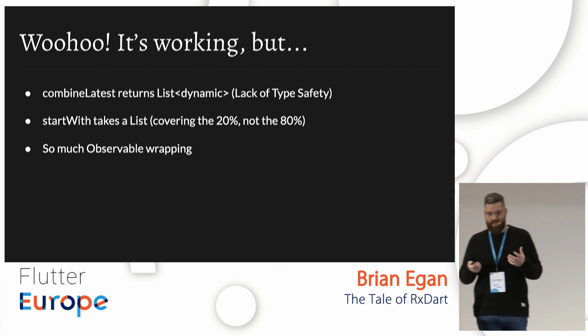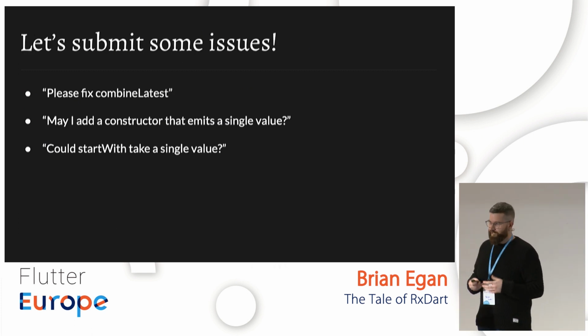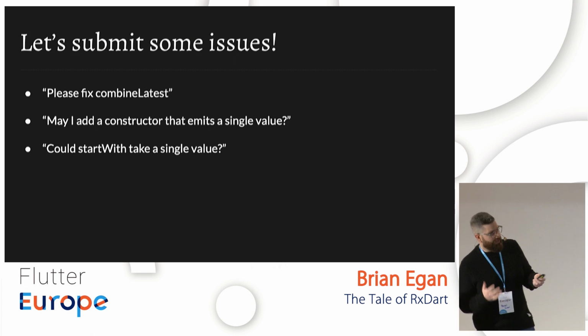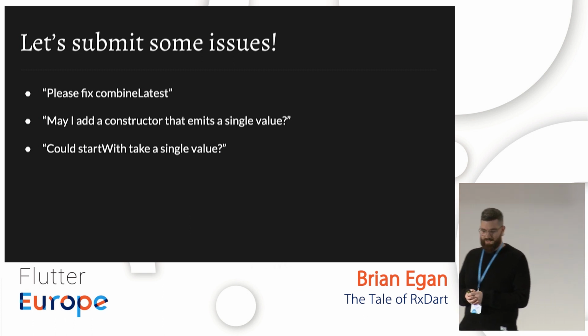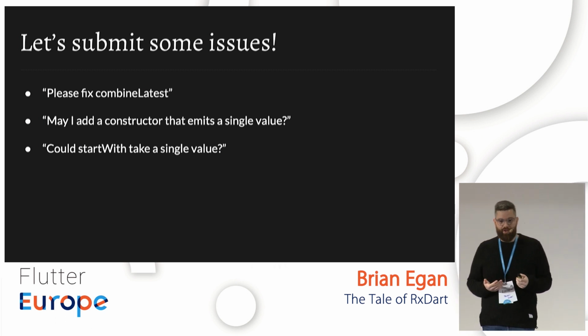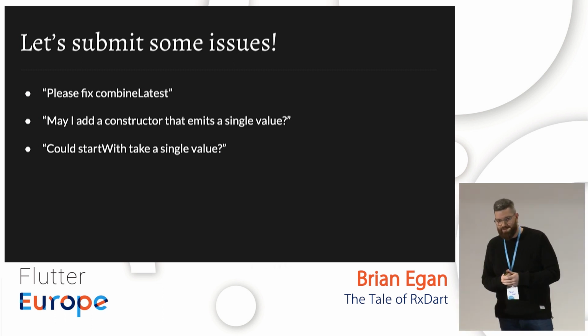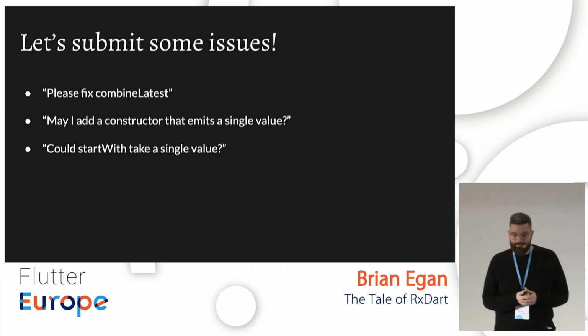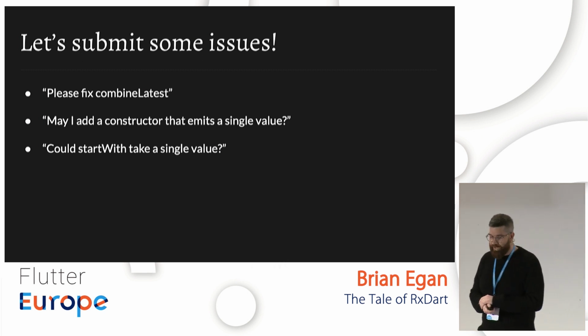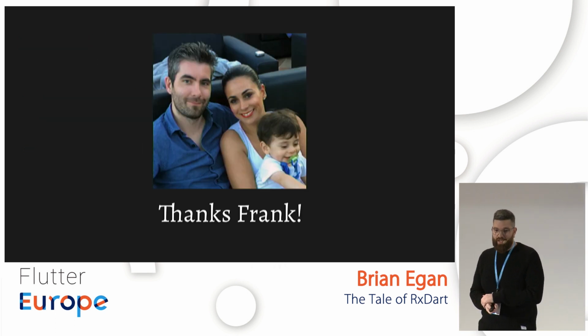Yeah, so we got it working. But let's go ahead and submit some issues, right? So, hey, can we make combine latest more strong mode compliant by adding stronger typing there? And maybe add a constructor that emits a single value. So that's where observable.just came from. And could we make start with take only a single value? And so it was really cool.